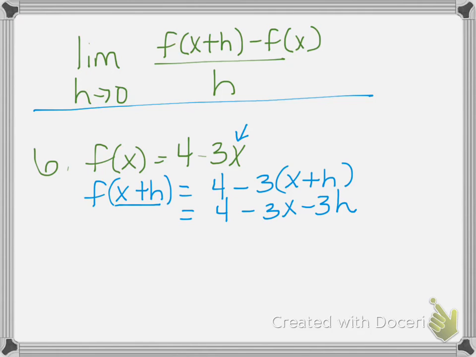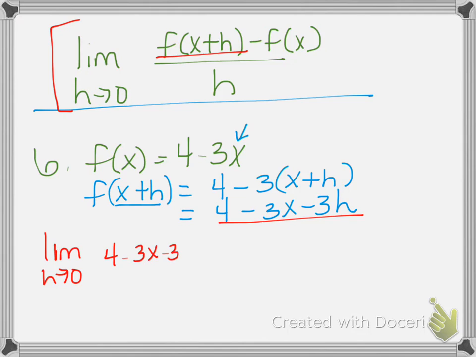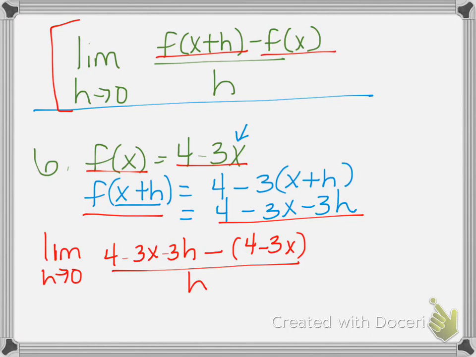Alright. Now I'm just going to use that formula up here and I'm going to plug in what I know. So I'm trying to find the limit as h approaches 0. F of x plus h is what we just found here. Minus f of x. Well, that's f of x. Be careful about that minus. It does go to both pieces. And then all over h. So basically I figure out f of x, I figure out f of x plus h, and then I plug them in here and here.